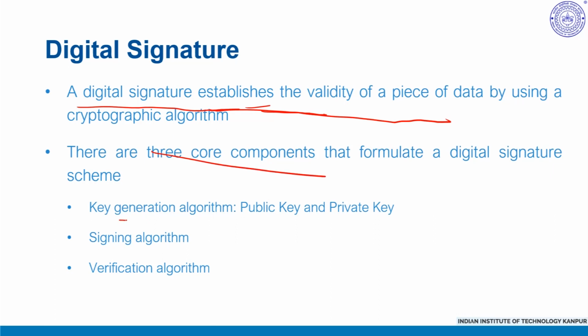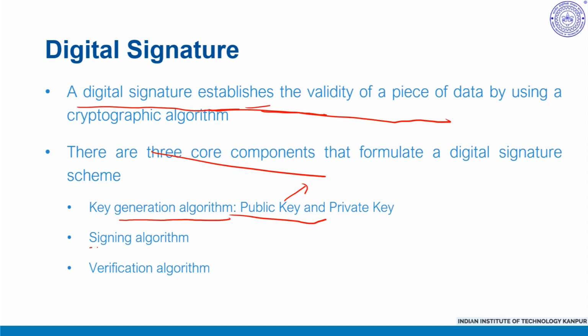The first component is the key generation algorithm, which creates two keys. One is used to sign messages and is kept private, called the private key. The other is made available to the public, as the name suggests, and thus called the public key. It is used to validate whether the message has the signature signed with the corresponding private key.